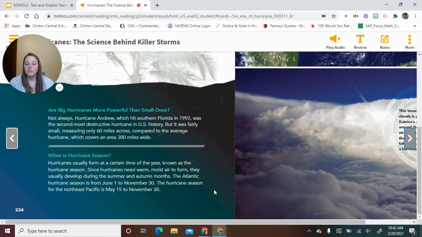Hurricanes usually form at a certain time of year, known as the hurricane season. Since hurricanes need warm, moist air to form, they usually develop during the summer and autumn months. The Atlantic hurricane season is from June 1st to November 30th. The hurricane season for the Northeast Pacific is May 15th to November 30th.